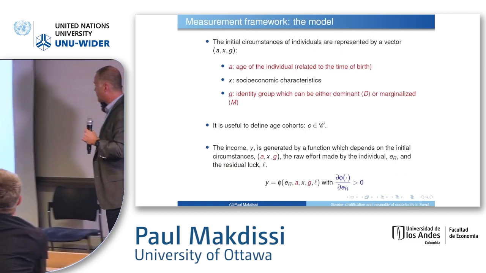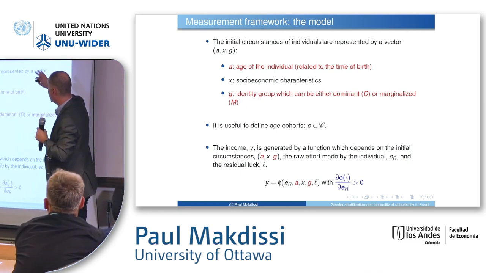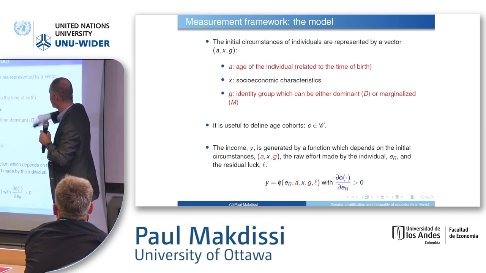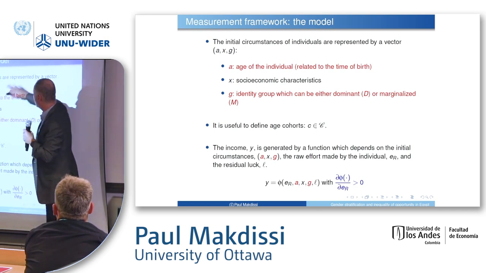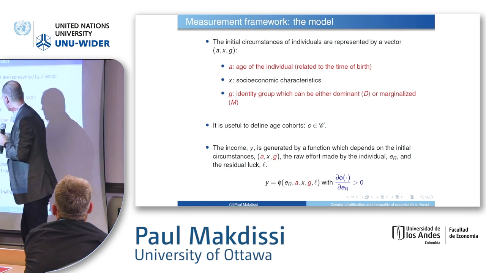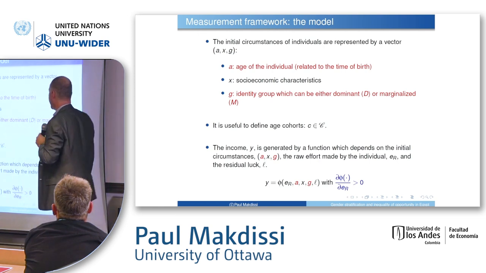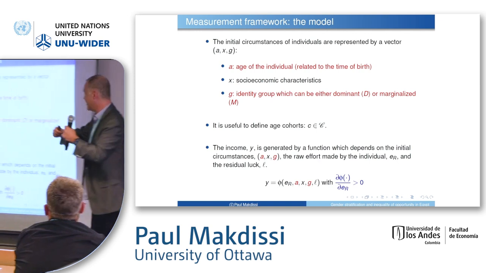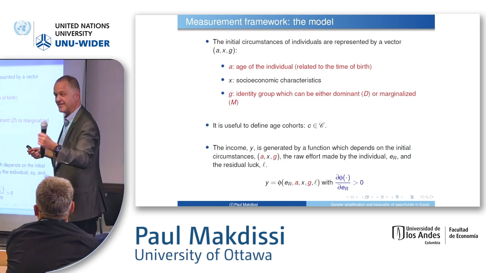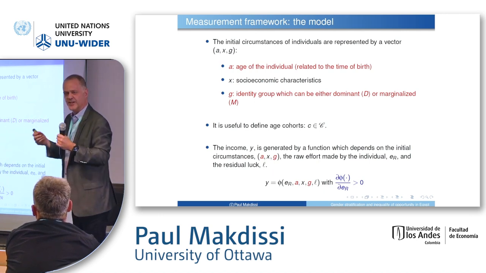So for the measurement framework, we borrow on Roemer. Essentially, Roemer has an income production function that depends on initial circumstances. We have two special ones, age and identity group. The important one is identity group. We split the society into a dominant group and a marginalized group. Age is just there to compare the individual outcome with the person in the same age cohort, because we don't want to compare a 25-year-old's income with someone who is 50 years old. The difference may be justified.